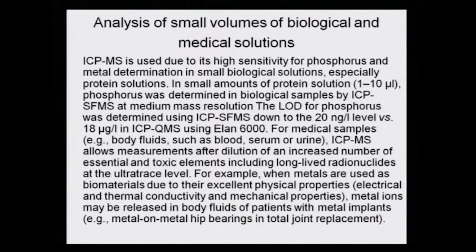ICP-MS allows measurements after dilution of an increased number of essential and toxic elements, including long-lived radionuclides at the ultra trace levels. For example, when metals are used as biomaterials due to their excellent physical properties, electrical and thermal conductivity and mechanical properties are taken into consideration. Metal ions may be released in body fluids of patients with metal implants, that is metal on metal hip bearings in total joint replacement.